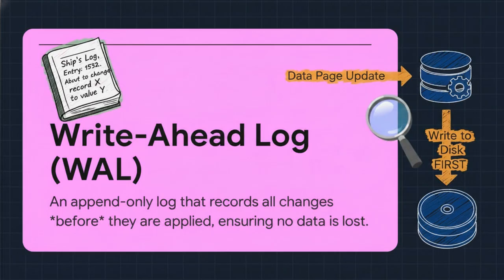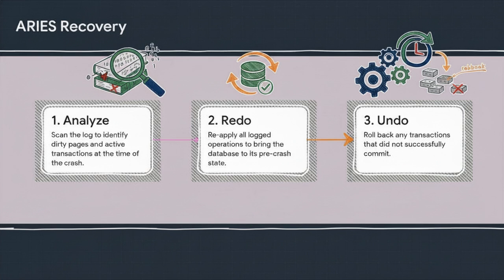The solution is actually kind of brilliant in its simplicity. It's called the write-ahead log, or WAL for short. Before the system even touches a data page, it first jots down a quick note in this log. It's like a captain's log, right? I'm about to change this record to this new value. That note gets securely written to disk first. So when the power comes back on, the system has this trusty log. It doesn't even bother looking at the potentially messy data files at first.